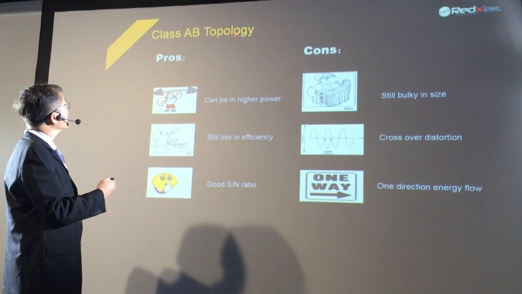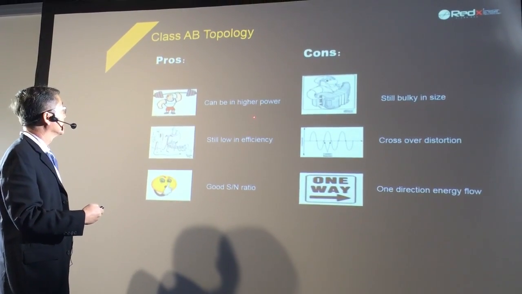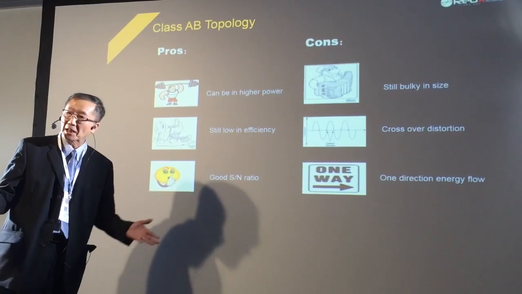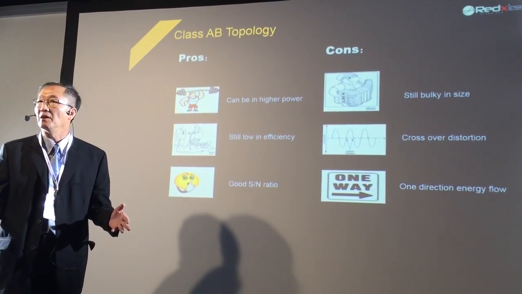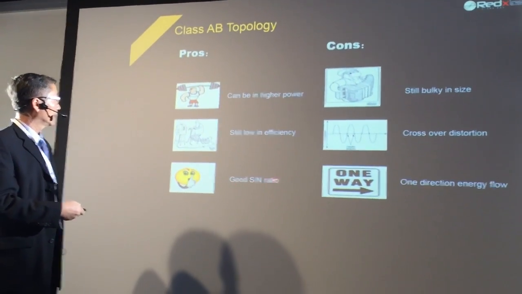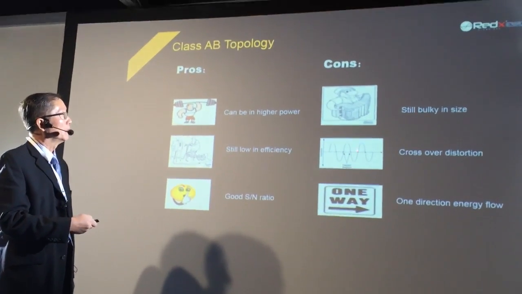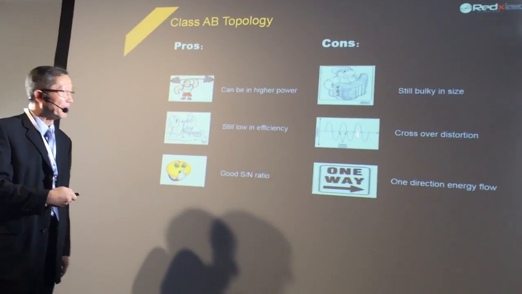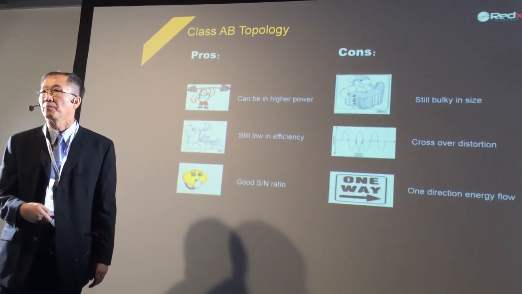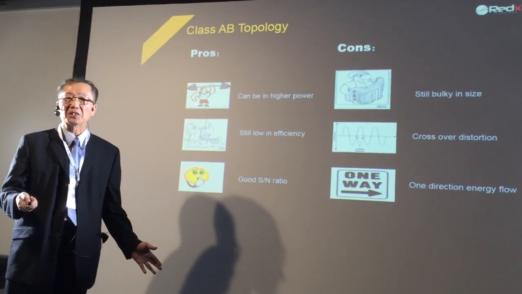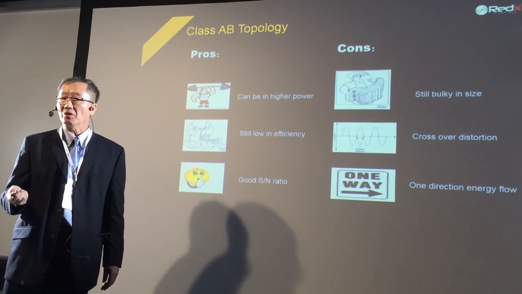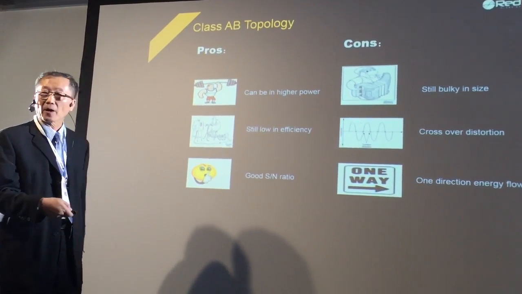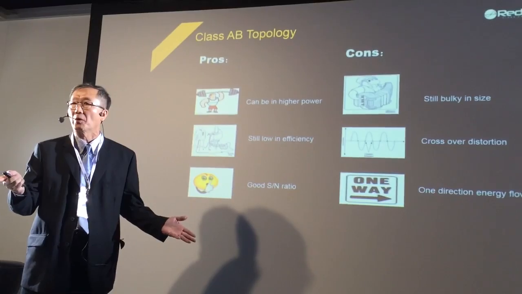Then we take a look at the Class AB topology. Class AB offers higher power, but still very low efficiency. You see the big heat sink and fans, and it's normally pretty heavy. It offers a good signal to noise ratio, but it's still big. One thing that affects the sound is crossover distortion. We know the Class AB needs to set the bias at a very low level to avoid the crossover distortion. As far as energy flow, it only offers one direction.